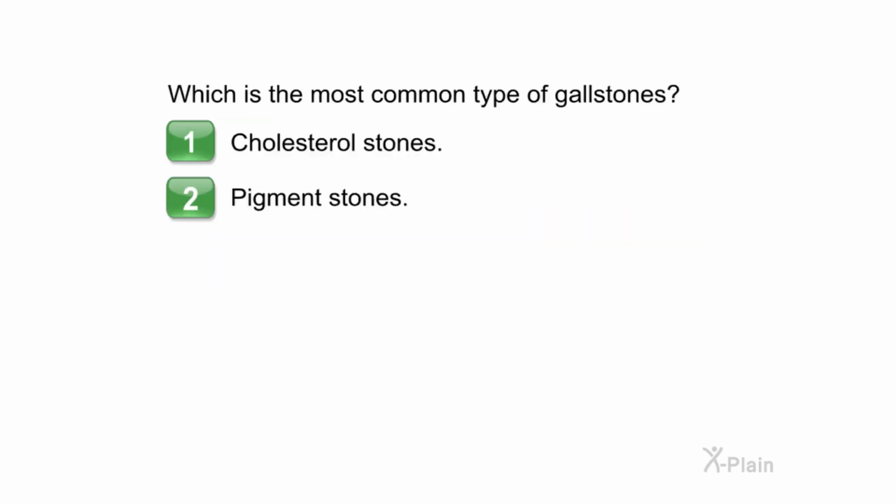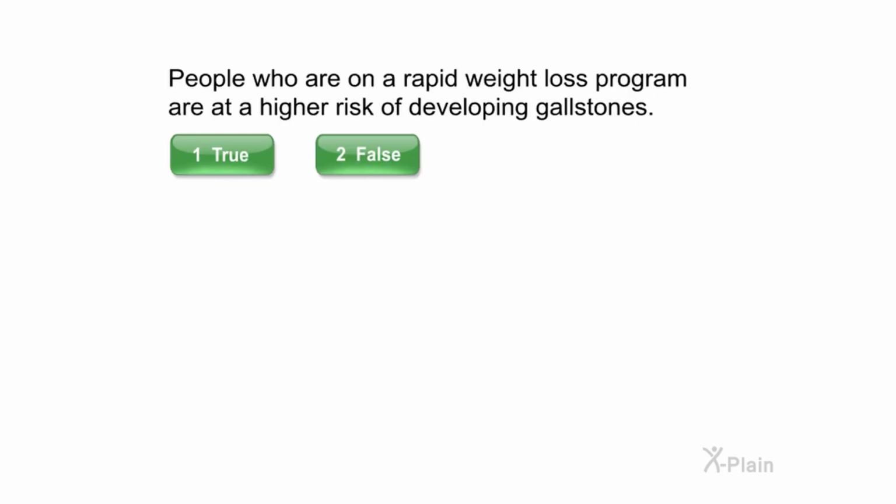Which is the most common type of gallstones? Choose one of the following options. 1. Cholesterol stones. 2. Pigment stones. Correct. People who are on a rapid weight loss program are at a higher risk of developing gallstones.